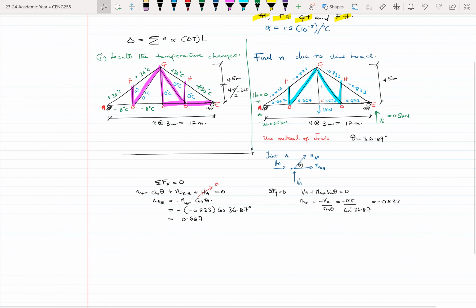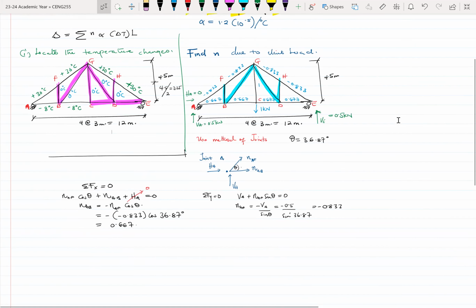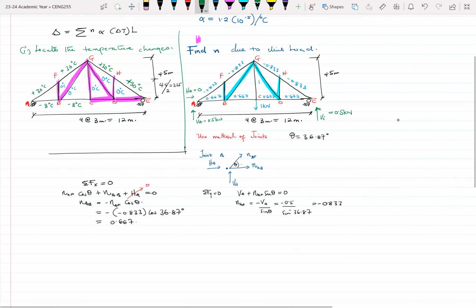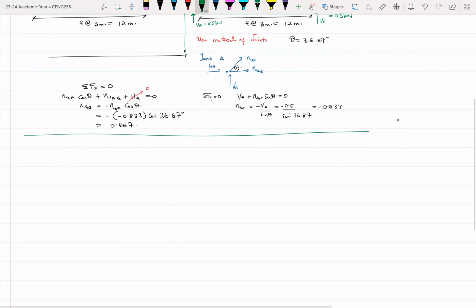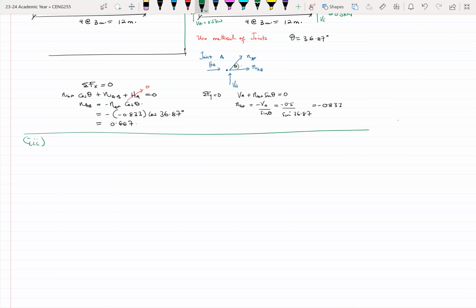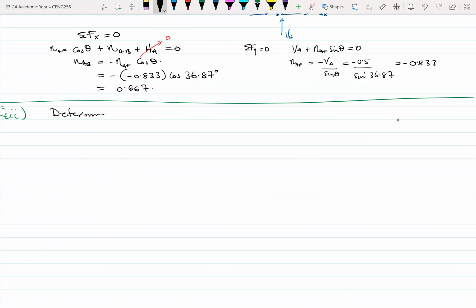And then we also need to find the length, so this is L. So the third case is to determine the length of the members. And that's also another fairly straightforward approach. You use your angles, you use your right angle triangle, and then Pythagoras theorem, and then you find the length of the members. So let's look at it.